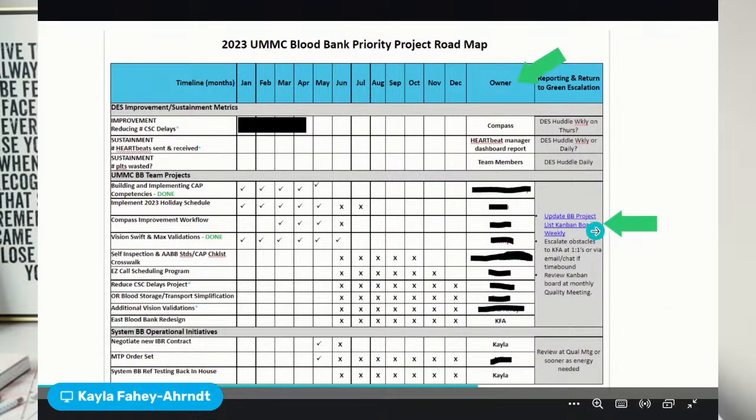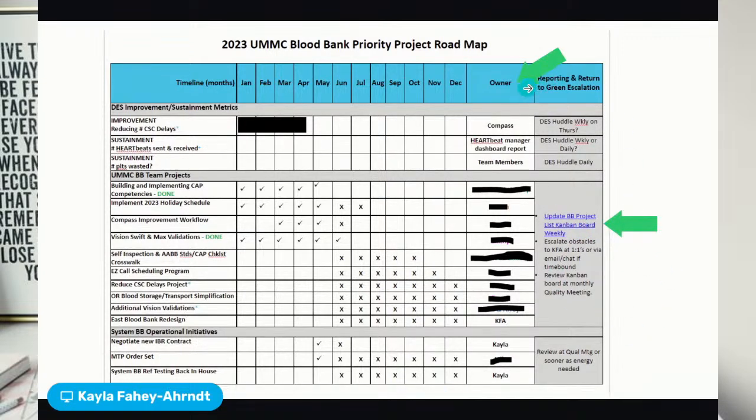The other really important thing I wanted to add here is this reporting and return to green escalation column. I am very clear with my team that the project Kanban list or Kanban board needs to be updated weekly. And then I just know by the end of the week, everyone should have updated it throughout that week. If they have obstacles or barriers, they need to let me know during one-on-ones, or if it's something time-bound or urgent, they can message me on Teams or send me an email or whatever, and I can help them out. And then as a team, we review the Kanban list together monthly at our quality meeting.